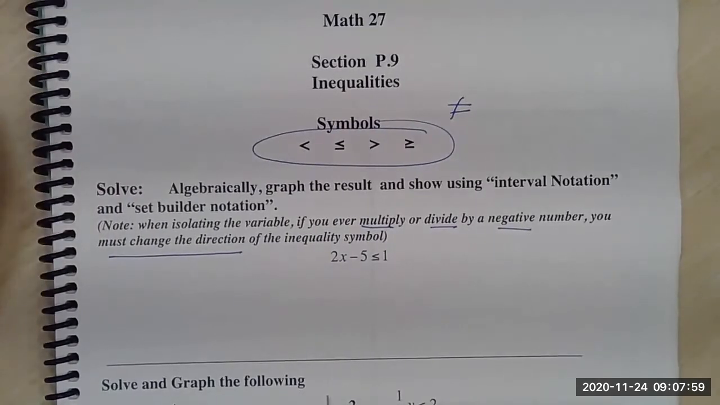I highly suggest, I'm not going to force you to do this, but I'm highly suggesting, so that you avoid the common mistake, that you keep the variable on the left-hand side each and every time. There's a reason for that. Most of my algebra students make the common mistake when they have the variable on the right-hand side.